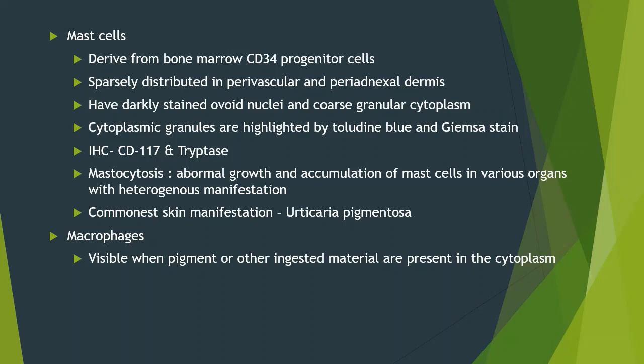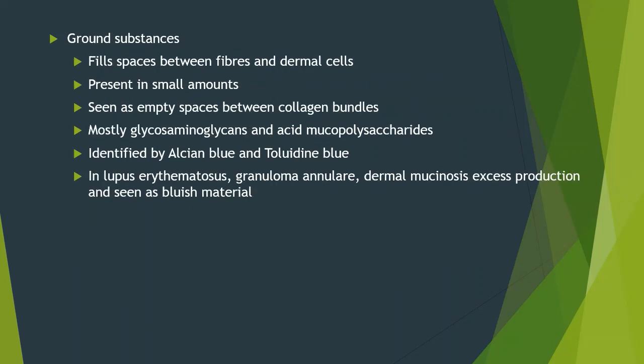The ground substance of the dermis. The ground substance actually fills the space between the fibers and the dermal cells. The ground substance is present in small amounts, and is seen in routine H&E staining as empty spaces in between the collagen bundles. Mostly glycosaminoglycans and acid mucopolysaccharides are present. And these ground substances can be identified by Alcian blue and toluidine blue. In disorders where there is increased production of these ground substances, like dermal mucinosis or granuloma annulare, these ground substances can be seen as bluish material.